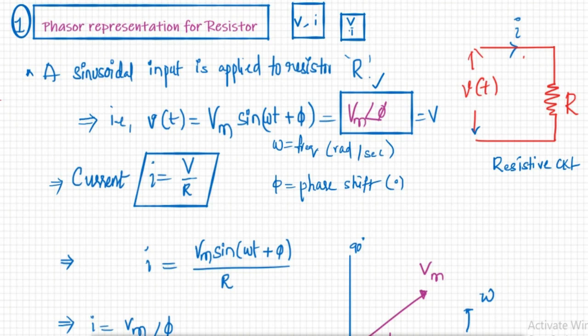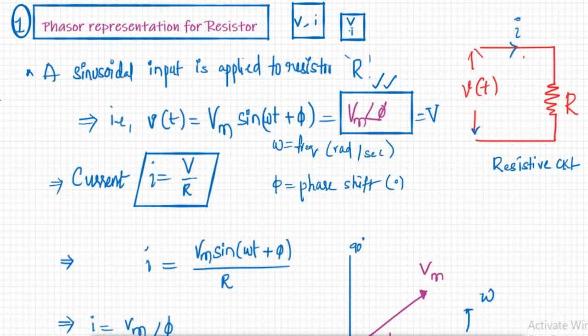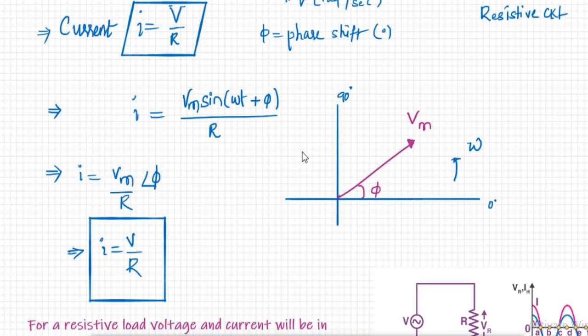Current is nothing but voltage by resistance. Here this phasor voltage I am representing with capital V. So current will be capital V by resistance value R. Now that capital V can be replaced with Vm sin(omega t + phi) by R, which is equal to Vm at angle of phi by R, which is nothing but capital V by R. So here we don't have any phase difference between voltage and current, right? Voltage has a phase of phi, and current also has a phase of phi. So there will be no phase difference. They have phases but they don't have phase difference.